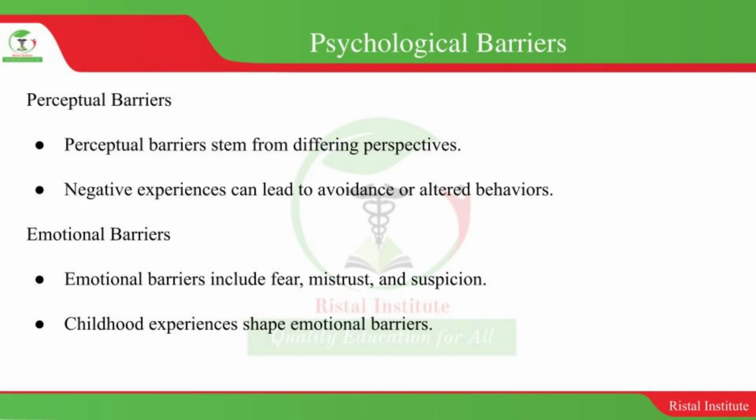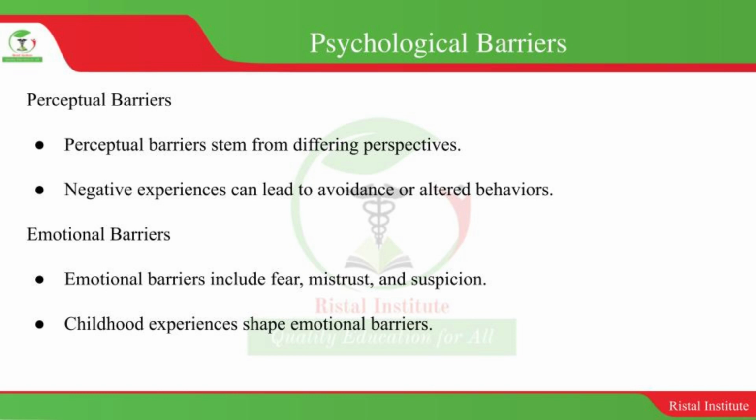Okay, so we have emotional and psychological barriers to communication. These stem from a number of factors that influence one's emotional or psychological well-being. Issues to do with one's perception and negative experiences can lead to avoidance or altered behavior. And then we have issues of emotional distress. If someone has been emotionally abused, they will always be exhibiting signs of distrust, fear, and suspicion all the time.